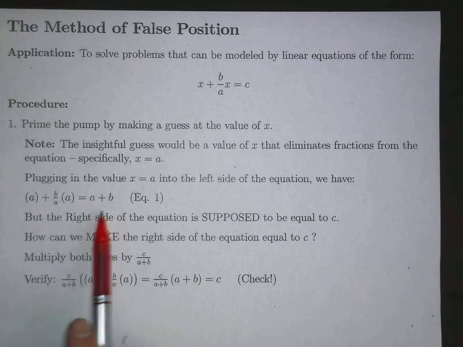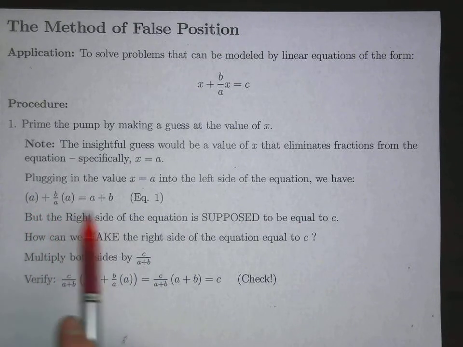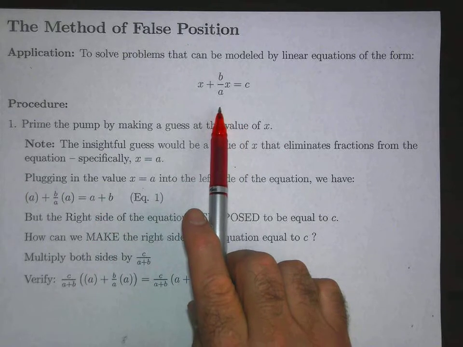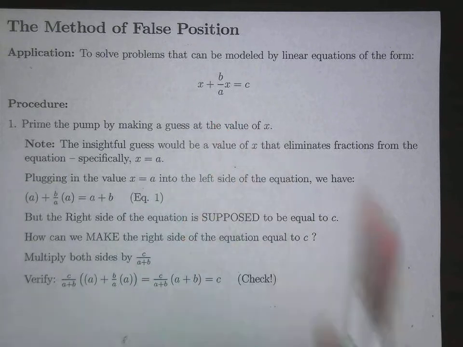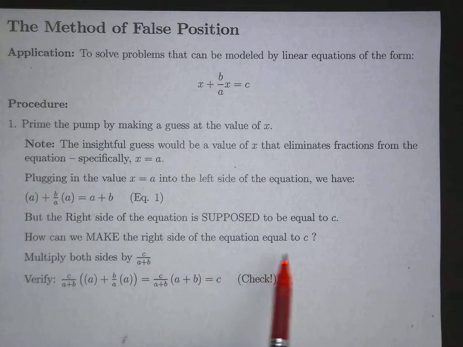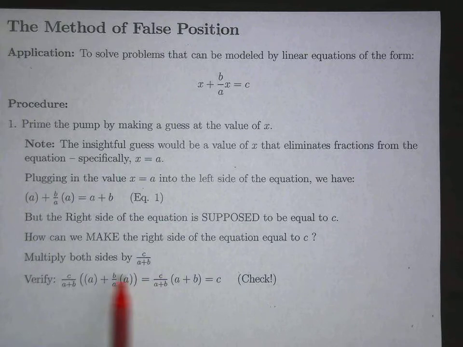Well, wait a minute now. We have a plus b over a times a is equal to a plus b, but look at the original equation. The right side is supposed to be equal to c. So the question is, how can we make the right side of the equation equal to c? And the answer is brute force.